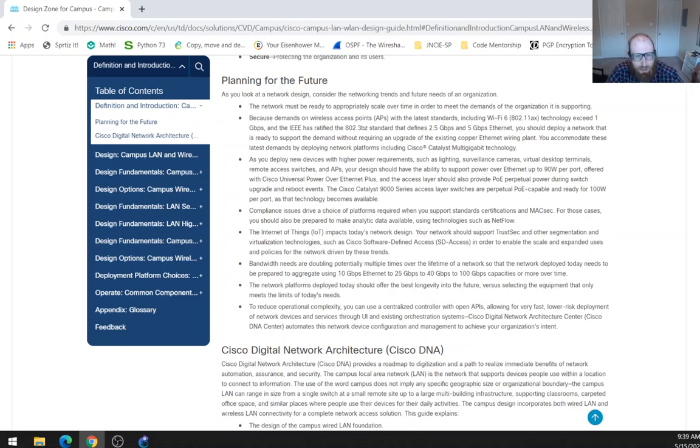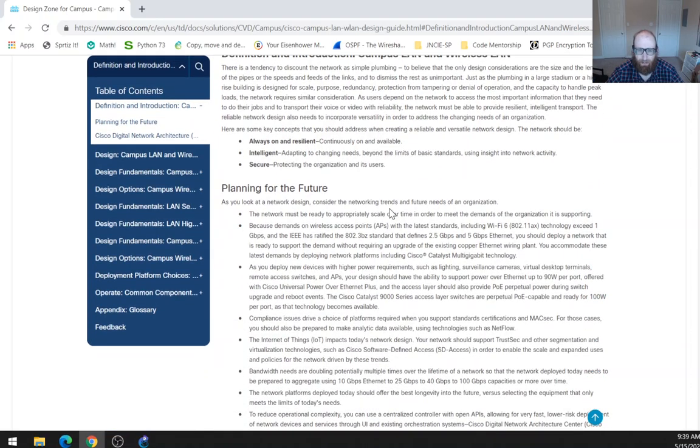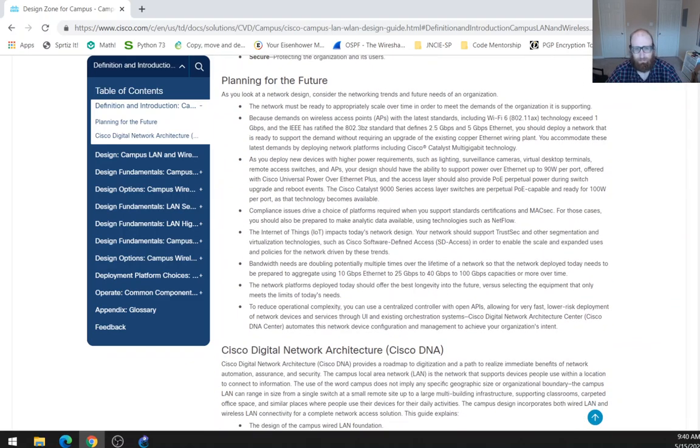Planning for the future. As you look at a network design, consider the following networking trends and future needs of an organization. So this word, future. Okay, this was updated May 4th, 2020. I want to make sure I wasn't reading a guide from 1995 like I was with the BGP RFC. A lot of that is just the standard, so it's not going to change. But for a design guide, I definitely want that to be up to date.